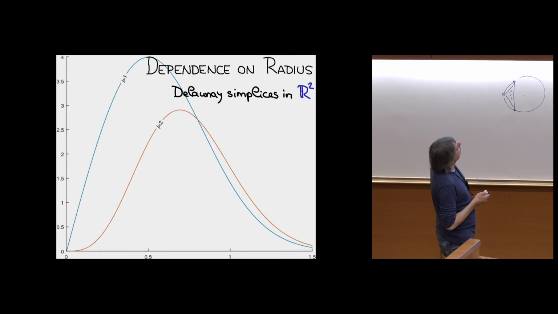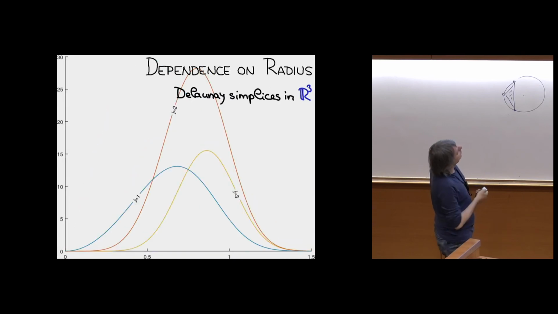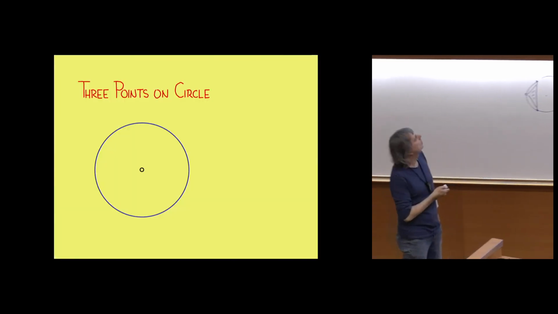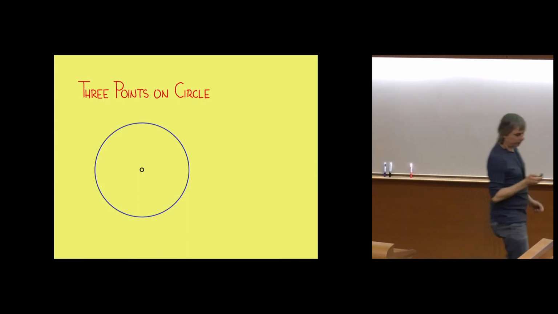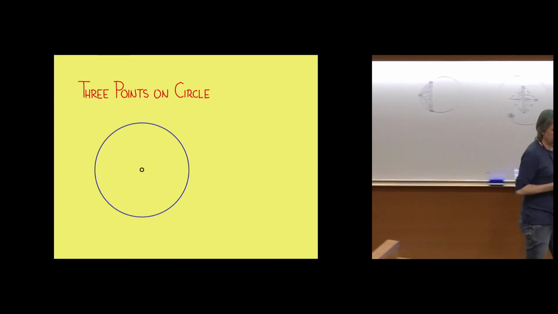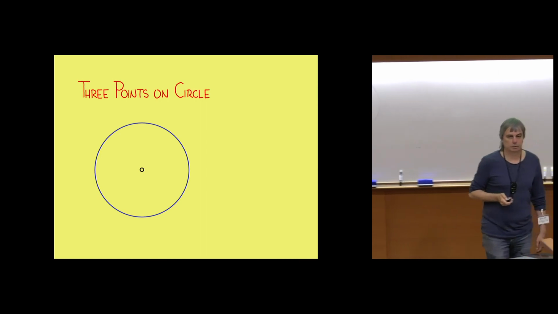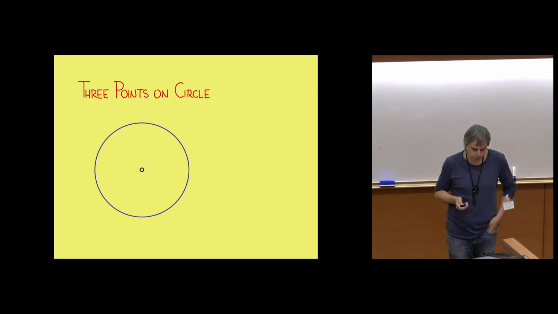So this gives you these curves. So for Delaunay, these are linear combinations of gamma functions. Okay, and I want to conclude with an elementary question about spheres and circles.